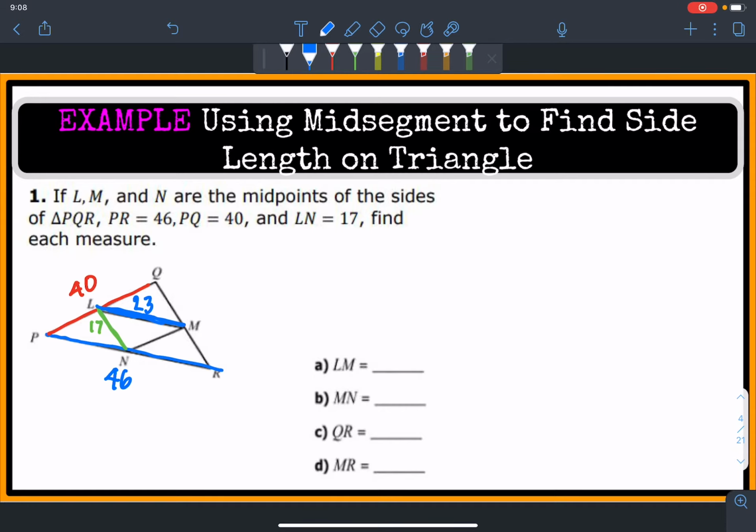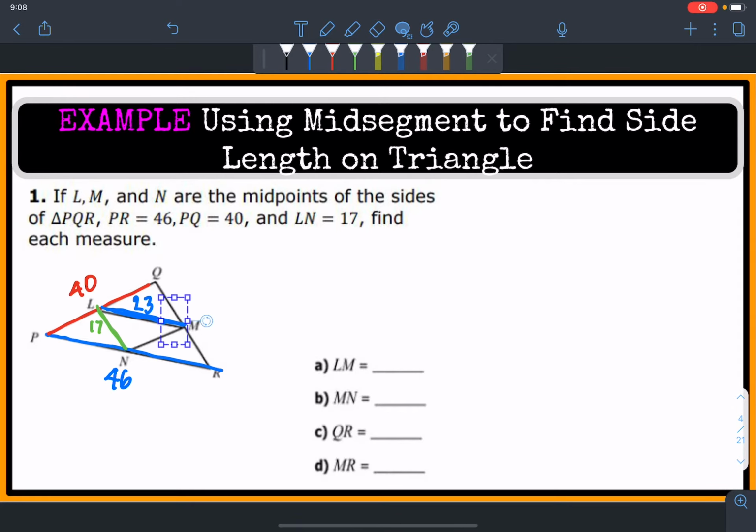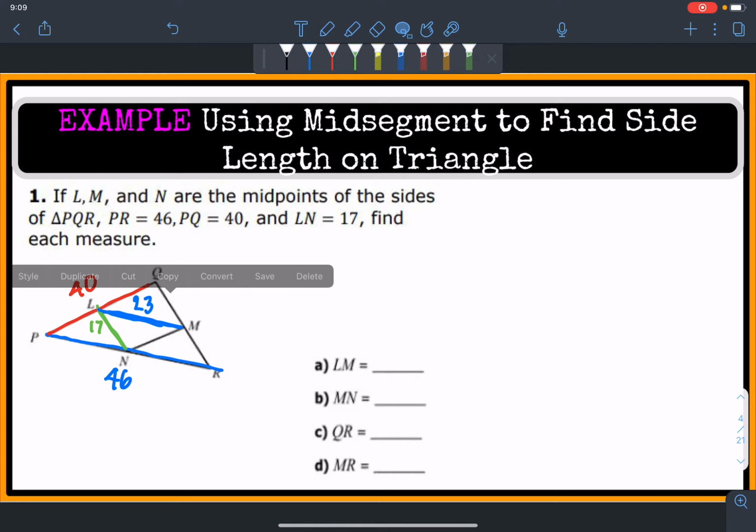And again, I can kind of prove it here. Let's see if I can move this. Let me try it again. There we go. So you see, if I move this over, notice that it reaches exactly halfway. And if I move it over to the other side, again it reaches the other half. So just a little proof that the distance from L to M is half the distance from P to R. So I end up getting a total of 23.